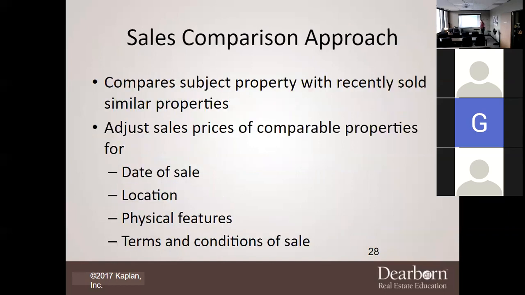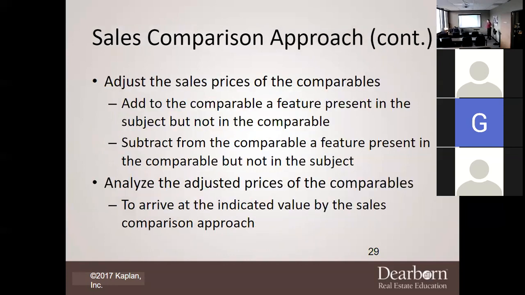There's also the sales approach, which goes in further and compares that property, like we said, with recently sold similar properties. They, of course, are going to adjust the sales prices of the comparable properties for the date of the sale, the location, physical features, and again, the terms and conditions of that sale. They will further adjust the sales prices of the comparables by adding to the comparable a feature that's present in the subject but not in the comparable.